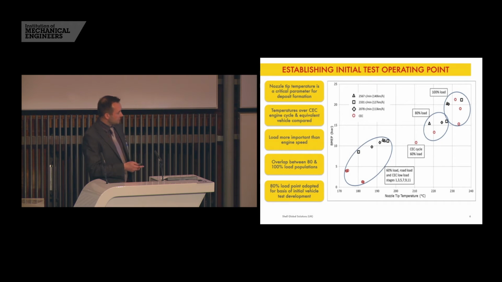I'll just mention the CEC 60% load point in the centre of the plot. That's a higher nozzle tip temperature than the equivalent vehicle measurements, because the CEC test specifies no EGR, and EGR, as we know, reduces combustion temperature, and that is in use in the vehicle calibration at these conditions.